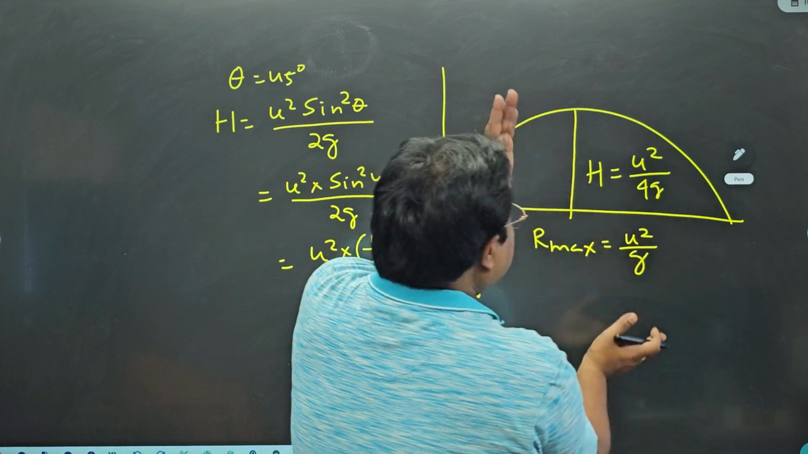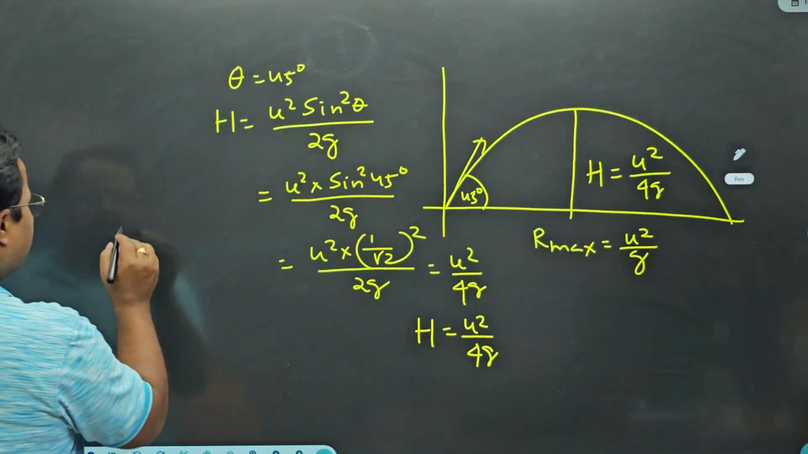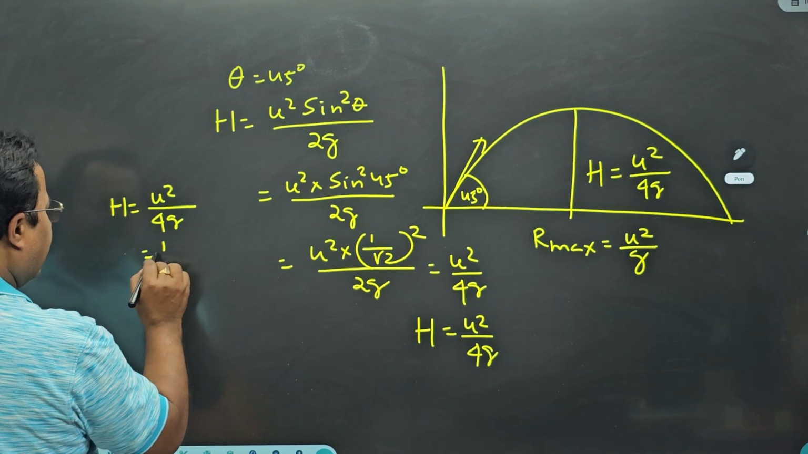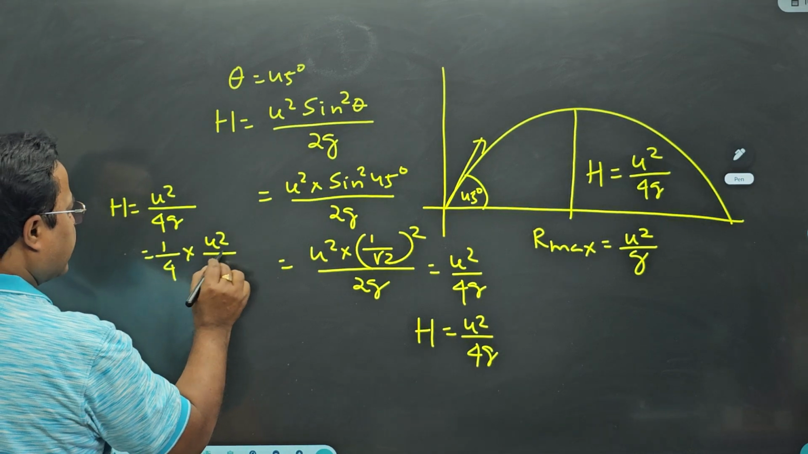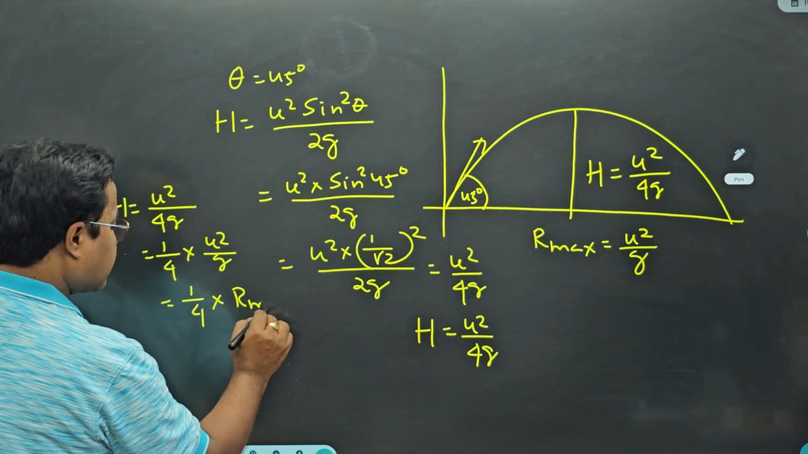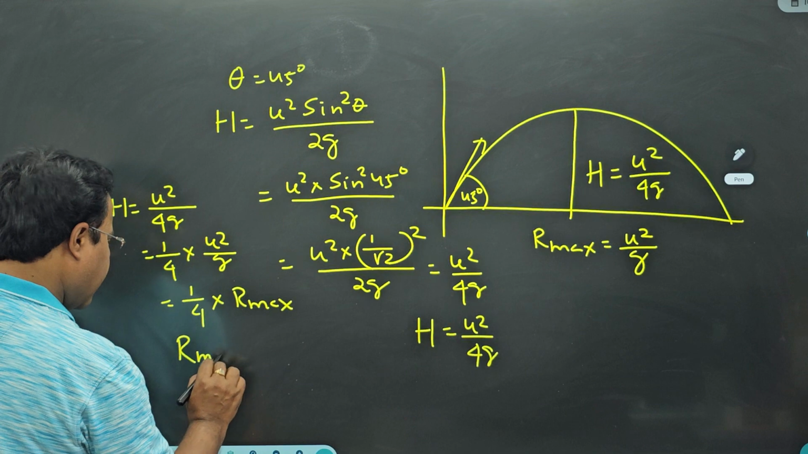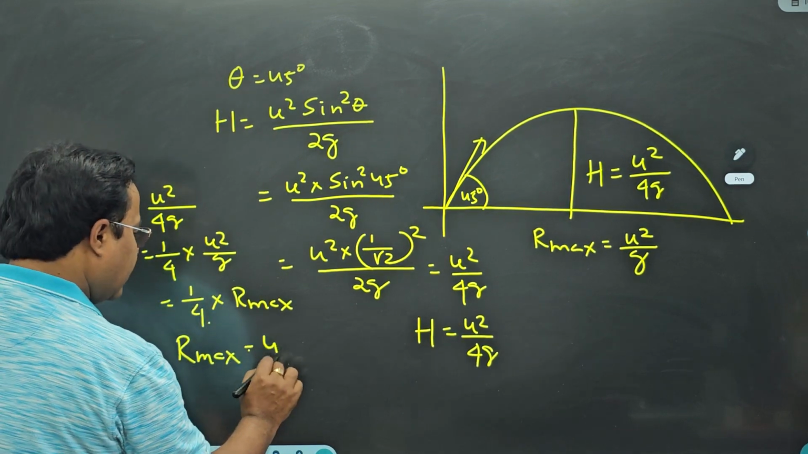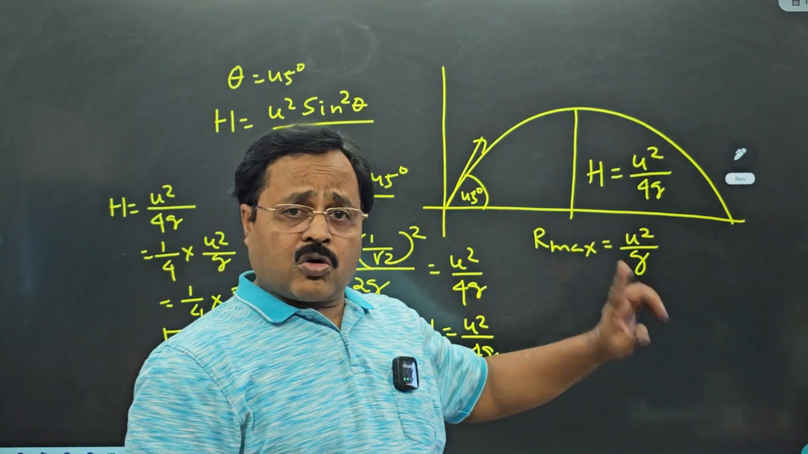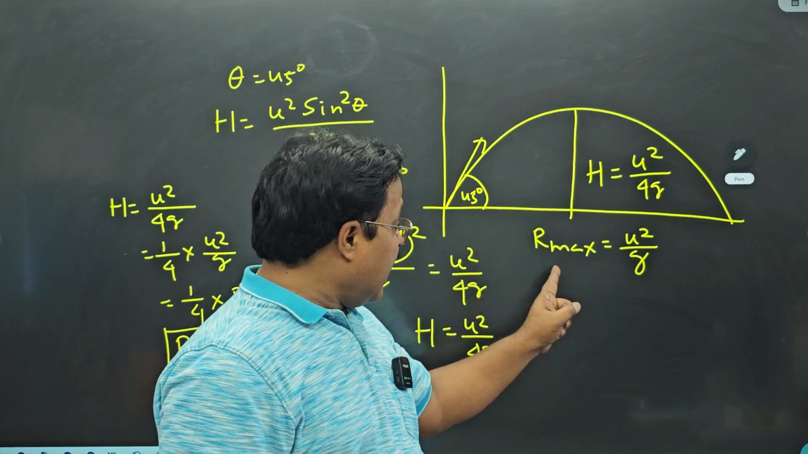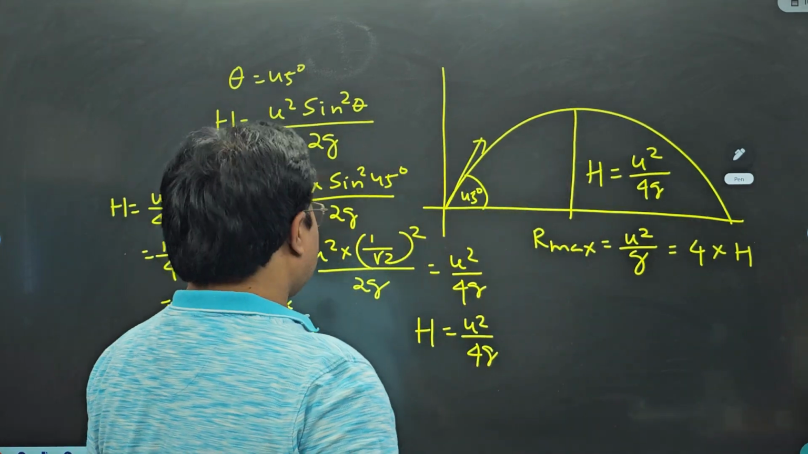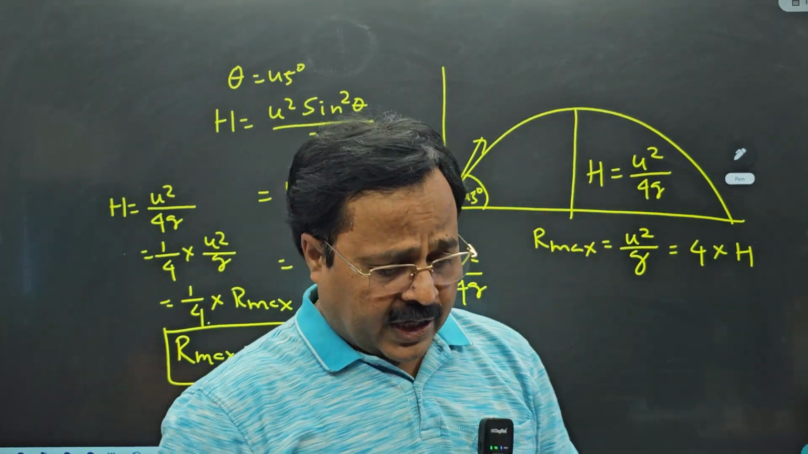Let us find the relationship between height and maximum range. You see what we have found? H is equal to u square by 4g. What I'll do here? 1 by 4 into u square by g. What is u square by g? u square by g is the maximum range. Therefore, R maximum is equal to 4 times the height. What have we learned here, my dear students? When the range is maximum, or when the angle of projection is 45 degrees, this maximum range is equal to 4 times the maximum height. This is the relationship between height and range when range is maximum.